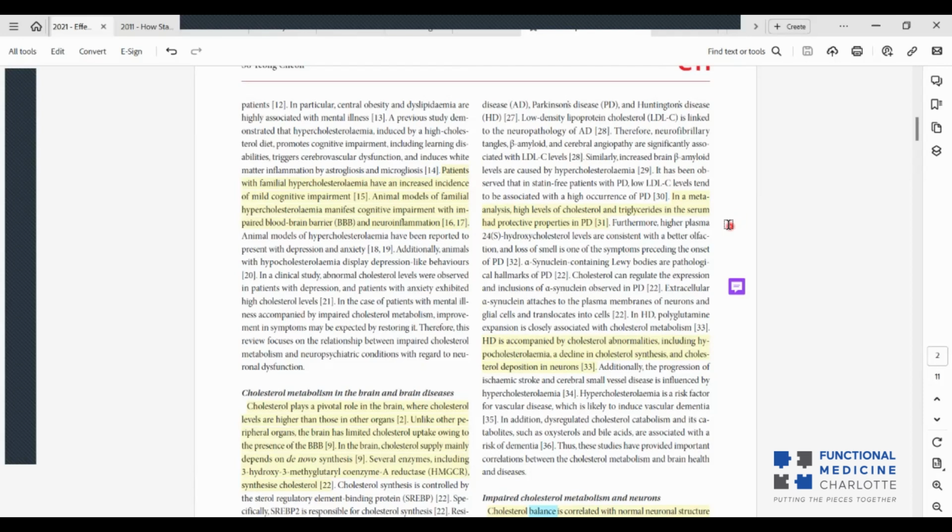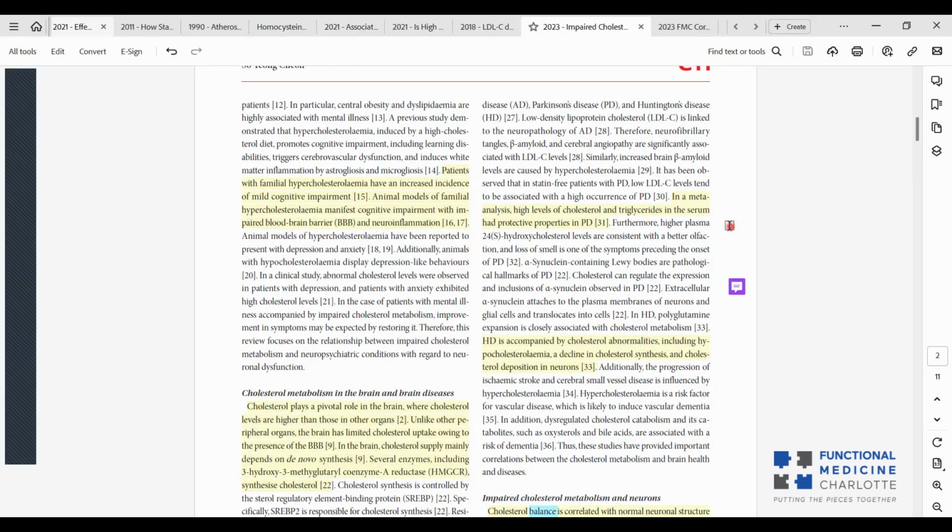So here's where it gets interesting. There are studies that look at, hey, is high cholesterol bad in Parkinson's? Is high cholesterol bad in Alzheimer's? Is high cholesterol bad in Huntington's disease? And depending on the question you're asking, the answer can vary.